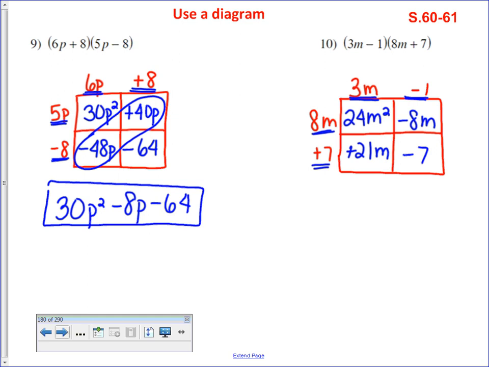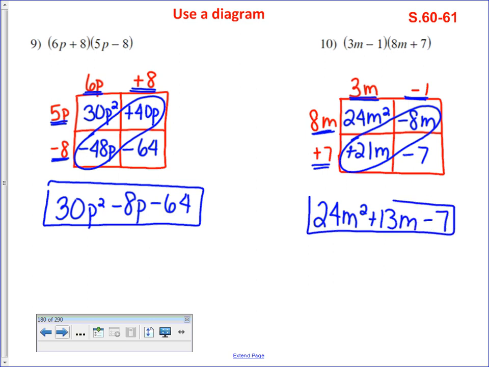Now let us eyeball. Can I combine any like terms? And I'm going to notice that my m's are alike. So what am I left with? 24m squared. When I combine a negative 8m with a positive 21m, I get plus 13m minus 7. Eyeball again to make sure you are in standard form, and we are. This is using a diagram, also called the box method, because it resembles a box.